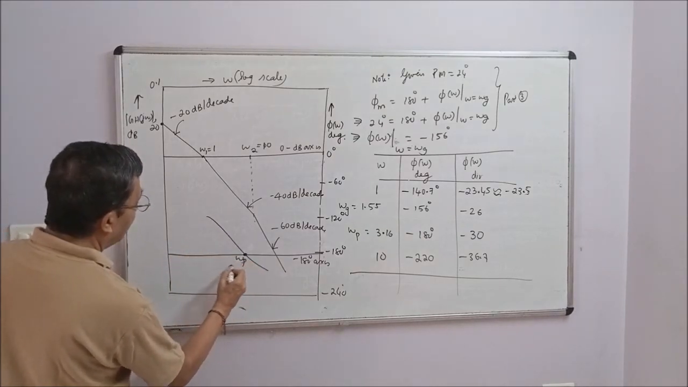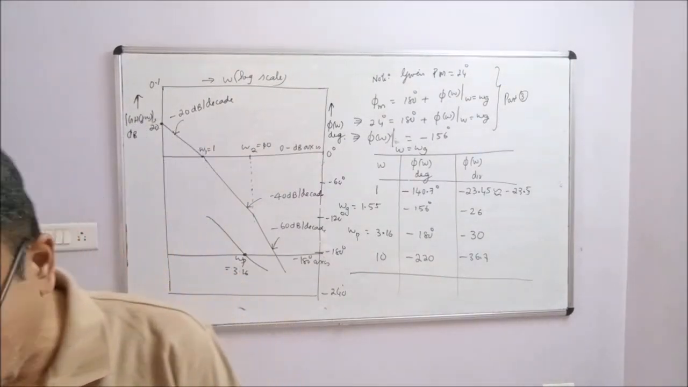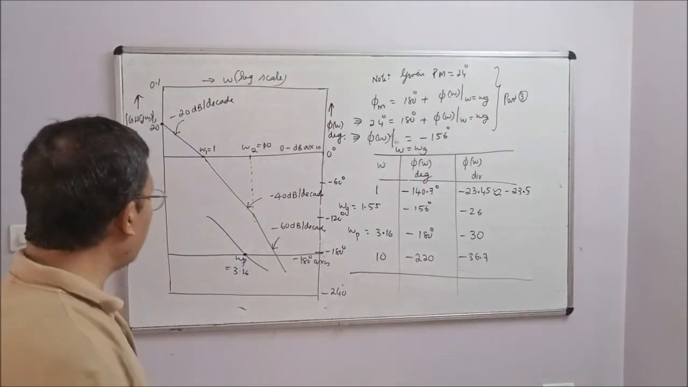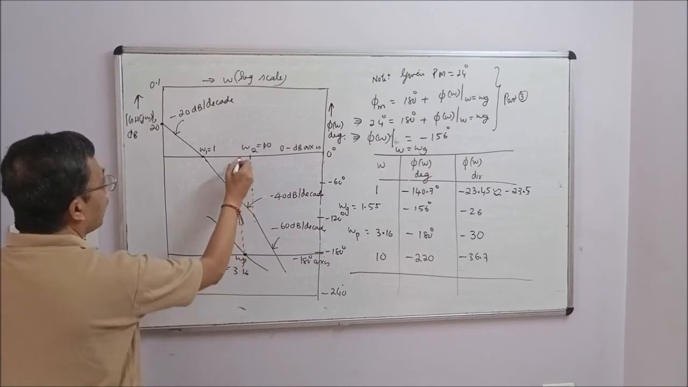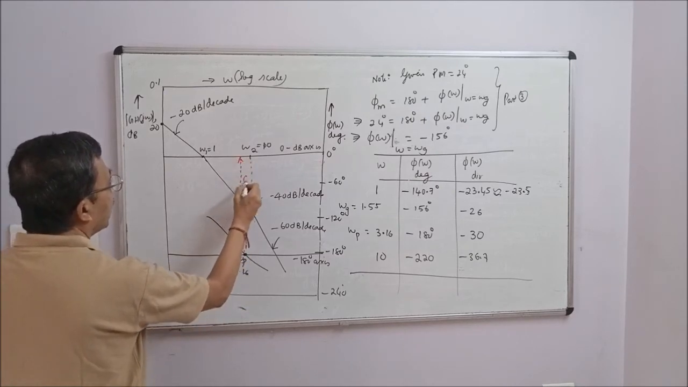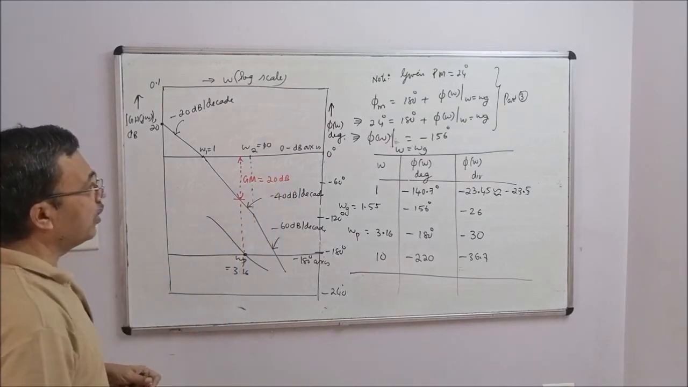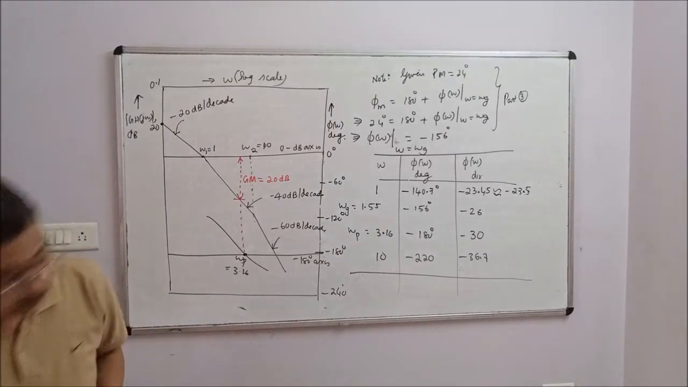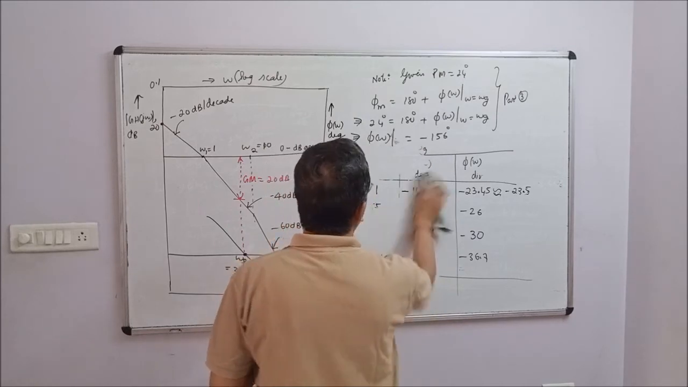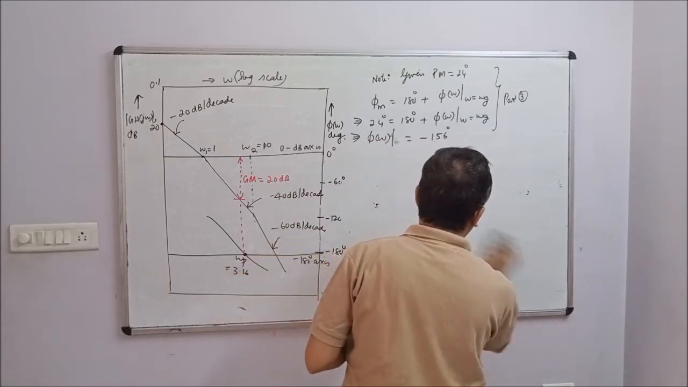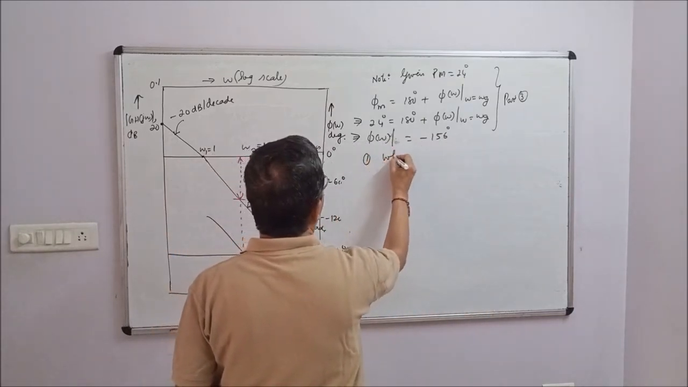This is omega p is equal to 3.16. At omega p equal to 3.16, I'll find what is the gain margin. This is the gain margin. Gain margin is found as 20 dB. Now, the first part of the problem I am going to explain.